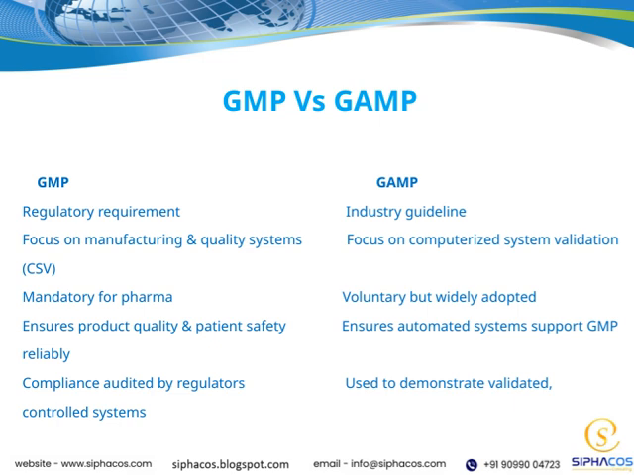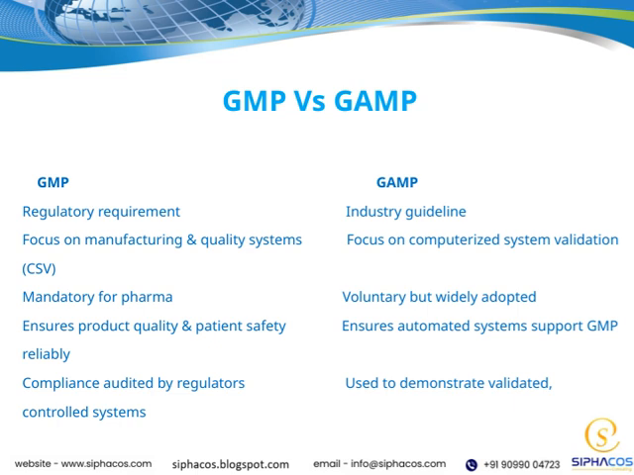On the other side, we have GAMP, or Good Automated Manufacturing Practice. GAMP is an industry guideline rather than a regulatory requirement, and it emphasizes computerized system validation. Unlike GMP, which is mandatory for pharma companies, GAMP is voluntary but widely adopted across the industry because it helps demonstrate that automated systems are validated and controlled. GAMP primarily aims to ensure that automated systems support GMP processes reliably, making sure that these systems are functioning correctly and consistently.